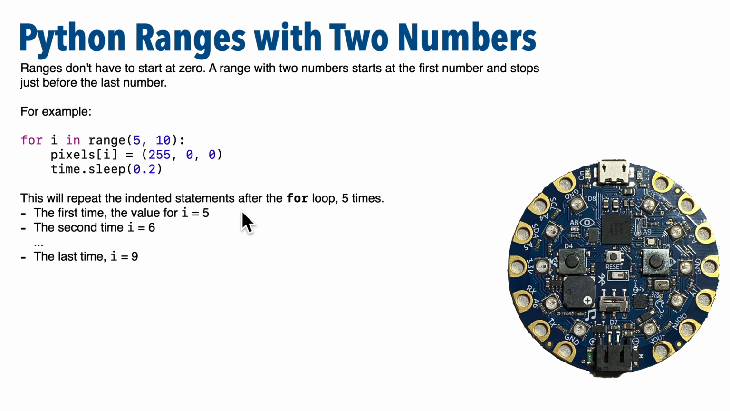Well, my friends, you can do that with a Python range that has 2 numbers in it. The first number is the number that you start at, and the second number is the number that we go up to, but we never reach. If we have a for loop with a range 5, 10 and we run it, we see that we start at 5, 6, 7, 8, 9, and we can use that to light up the second half of the CPB. So let's head back to the REPL.